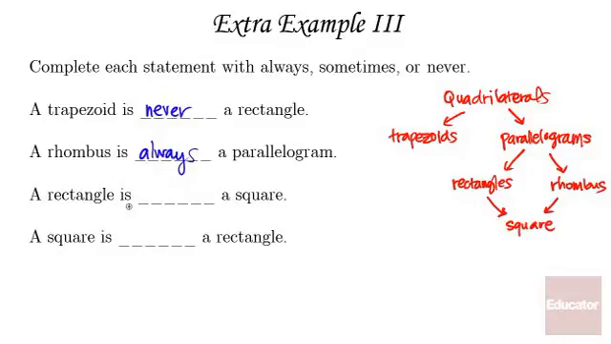A rectangle is always, sometimes, never a square. Well, rectangles can just be a rectangle, and sometimes it could be a square. And is a square always, sometimes, never a rectangle? Because a square is a type of rectangle, it always has to be a rectangle. Okay.